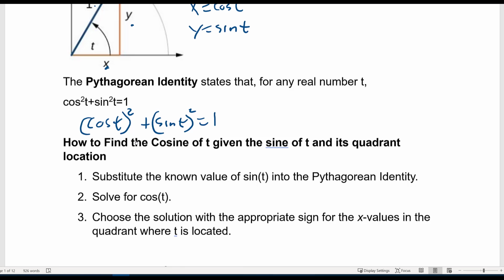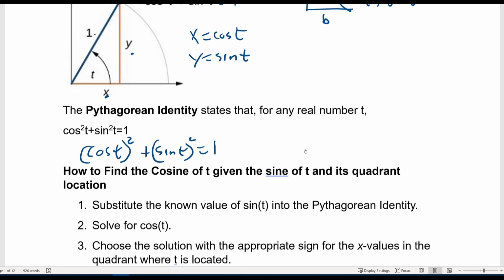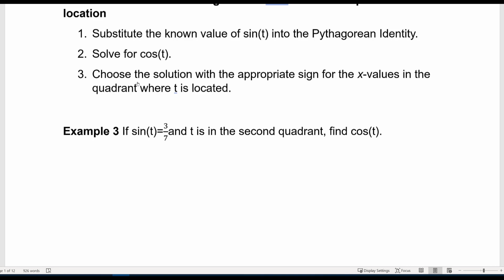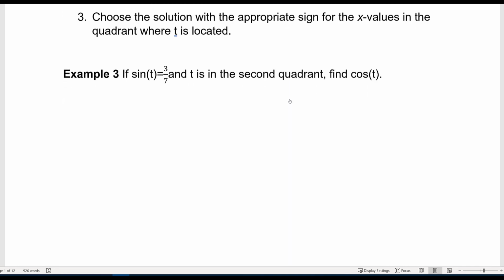So how do we find cosine of t given sine t and its quadrant location? Substitute the known value of sine t into the Pythagorean identity. Solve for cosine t. Then choose the solution with the appropriate sign. It should be positive or negative. Think about where it's located. So if sine t is 3/7 and t is in the second quadrant, find cosine t.